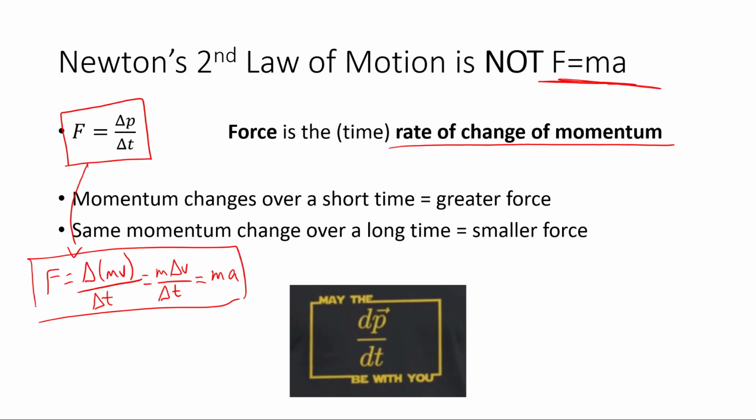So this tells us that if we have a momentum that changes over a very short period of time, it requires a great force. If our same momentum changes over a long period of time, it is a smaller force. When you hit a golf ball, that golf ball gains a lot of speed in a tiny, tiny, tiny amount of time, which means it takes a lot of force to change the momentum of that golf ball.